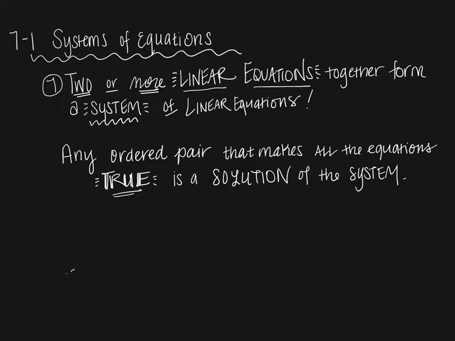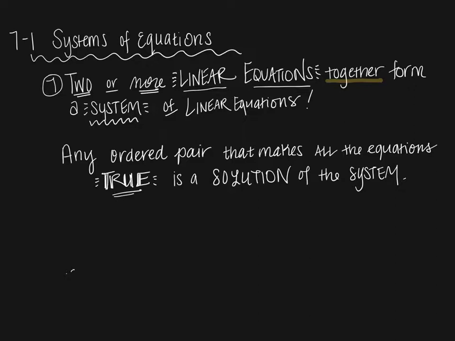So a system of linear equations is two or more linear equations that together form a system. So for an example, if I have y equals 2x minus 3, and I have y equals x minus 1, these together form what we call a system of linear equations.